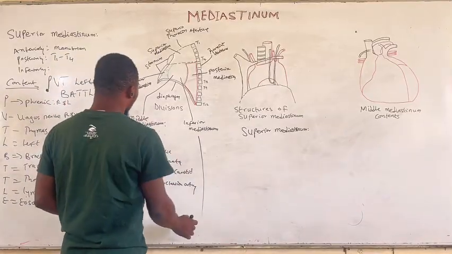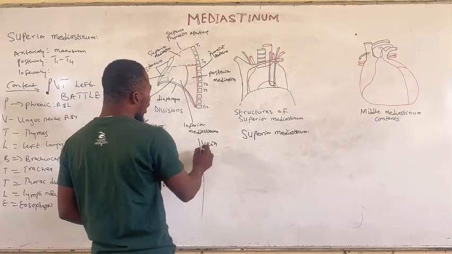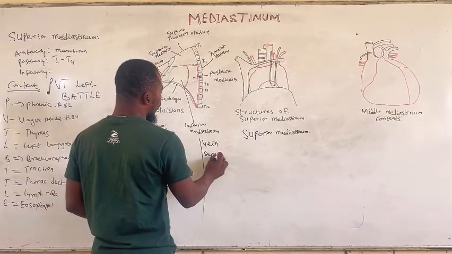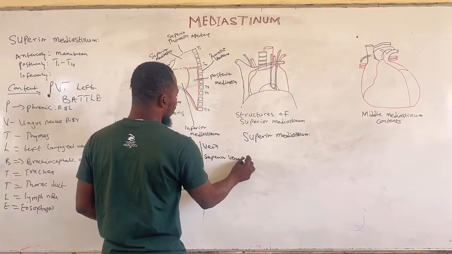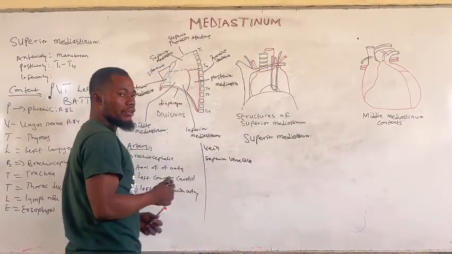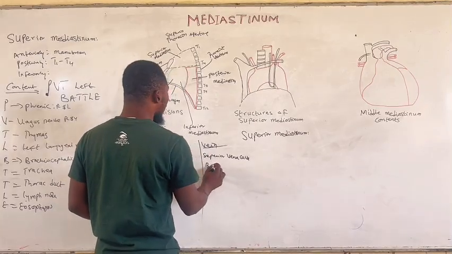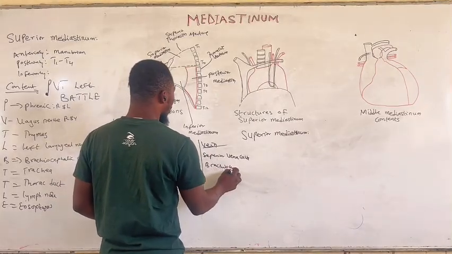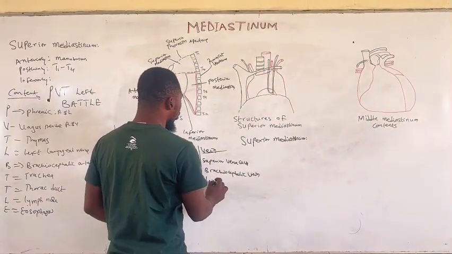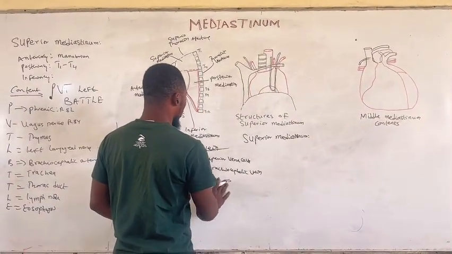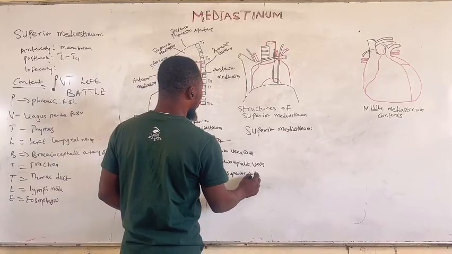For the veins that you can find in the superior mediastinum, the veins are the superior vena cava, that is the upper part of the superior vena cava. You can also find the brachiocephalic vein and the left superior intercostal vein.